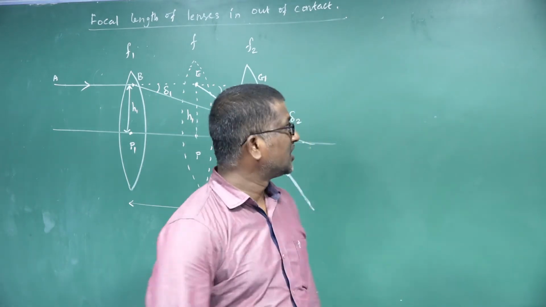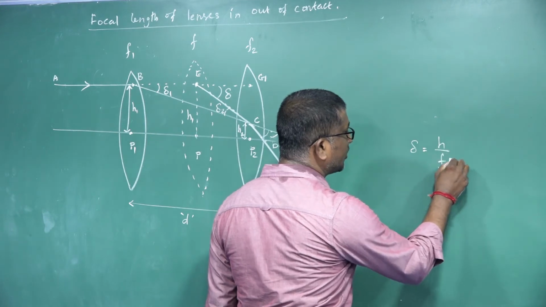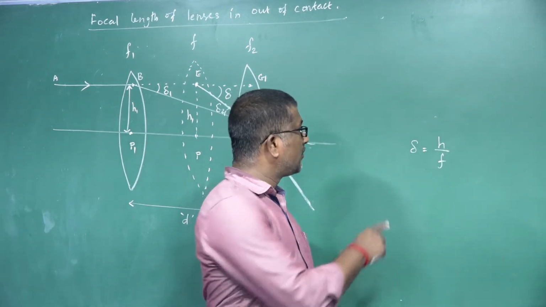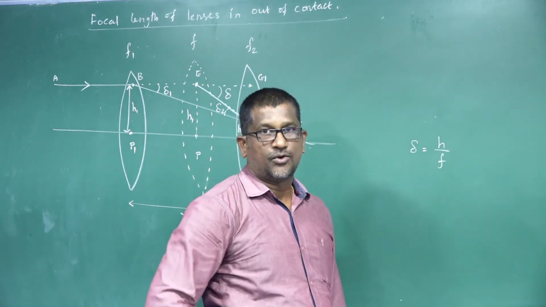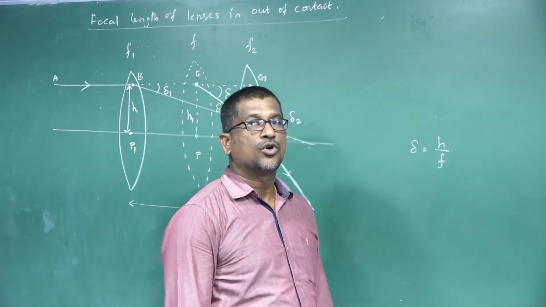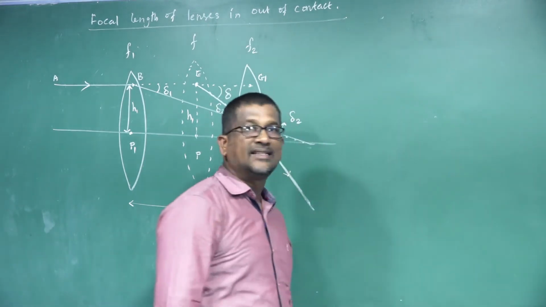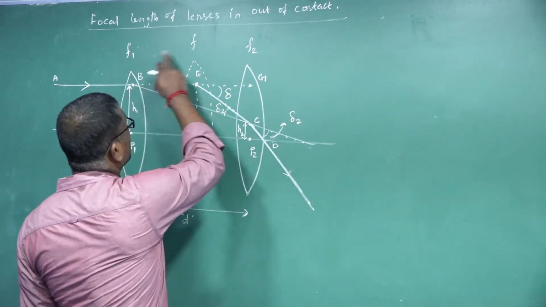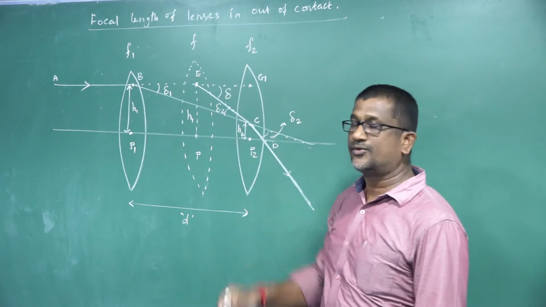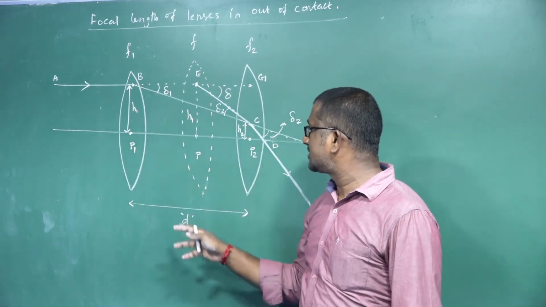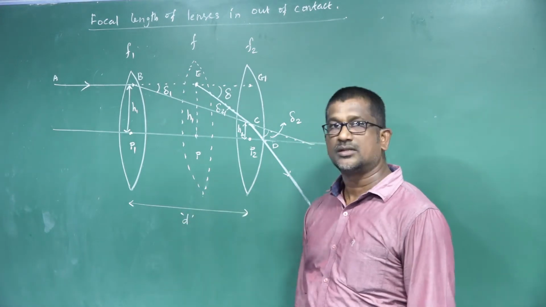The obtained expression is del is equal to h divided by f. That is, the angle of deviation is equal to the ratio of height to the focal length. Now we consider two thin lenses of focal lengths f1 and f2. These two lenses are separated by a distance of d apart.